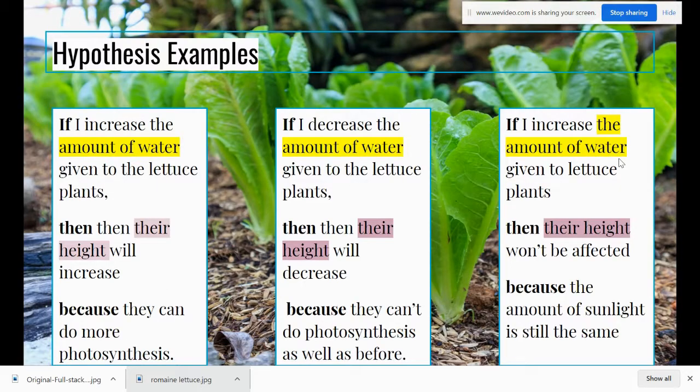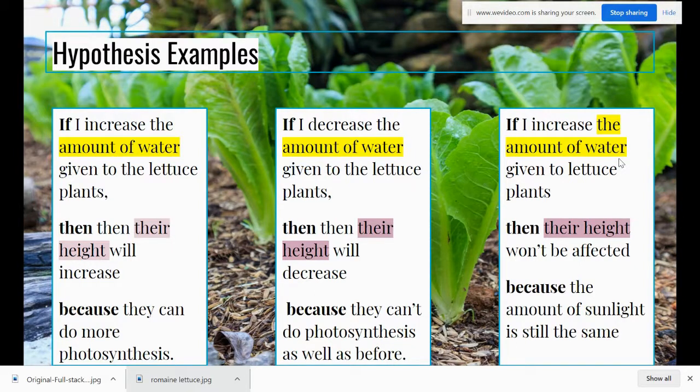So if I increase the amount of water given to the lettuce plants, then their height will increase because they can do more photosynthesis. Or I might predict that if I decrease the amount of water given to the lettuce plants, then their height will decrease because they can't do photosynthesis as well as before.